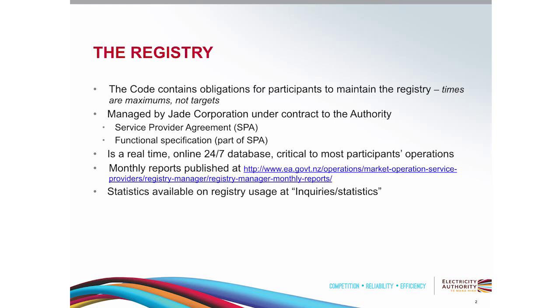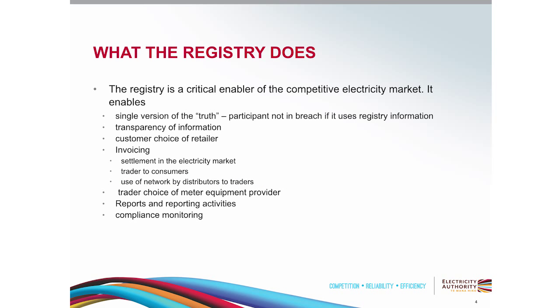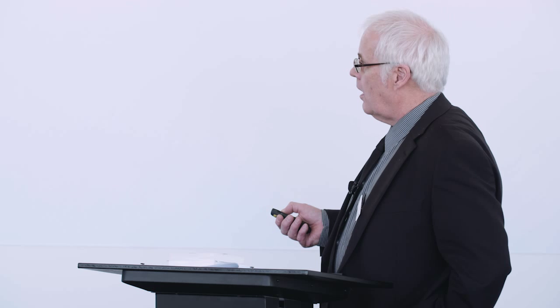The registry itself is a database of record. The information in the registry is critical to the way the market actually operates. And information in the registry has three different owners. The registry only contains ICPs. It doesn't contain information actually about NSPs. It's actually only about ICPs.